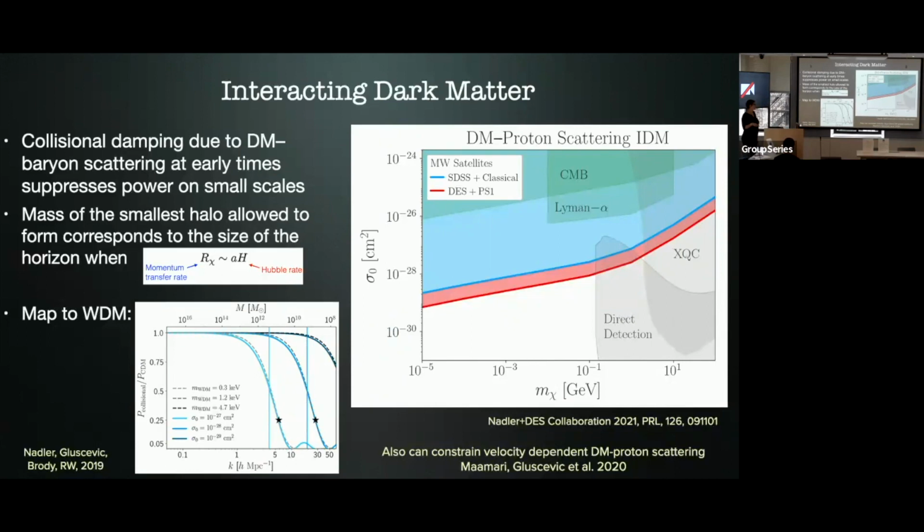We have another result that shows that you can constrain velocity dependent dark matter proton scattering. It's really cool because these models map almost exactly onto warm dark matter models. That's convenient phenomenologically, although it's not exact. You can see one of the models is this dashed line and one is the solid line, but they match almost exactly in terms of the K dependence of their suppression.